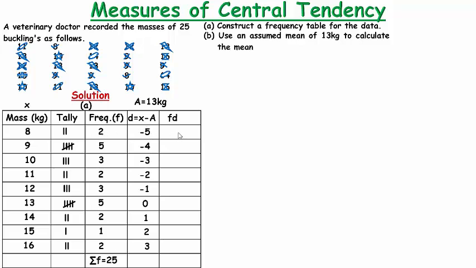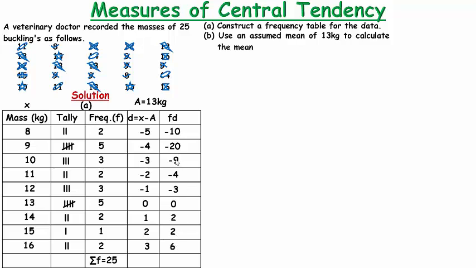So 2 times minus 5 equals minus 10, 5 times minus 4 equals minus 20, 3 times minus 3 equals minus 9, 2 times minus 2 equals minus 4, 3 times minus 1 equals minus 3, 5 times 0 is 0, 2 times 1 is 2, 1 times 2 is 2, and then 2 times 3 is 6.